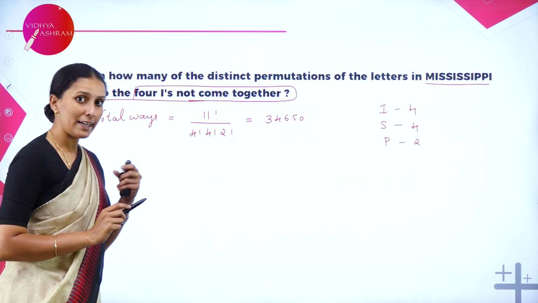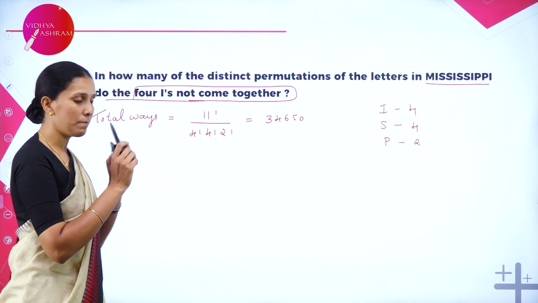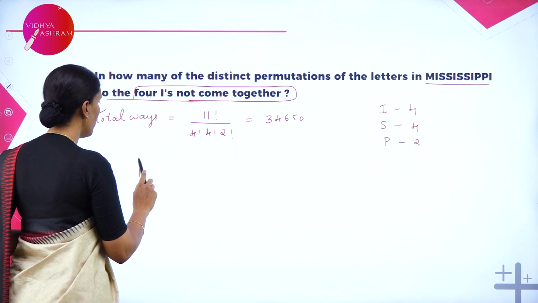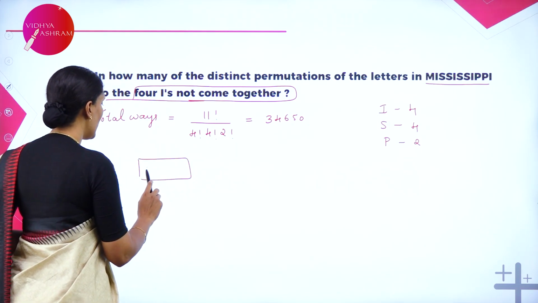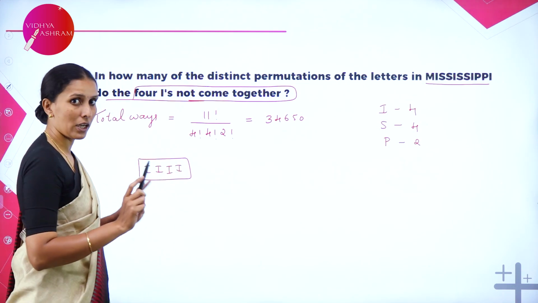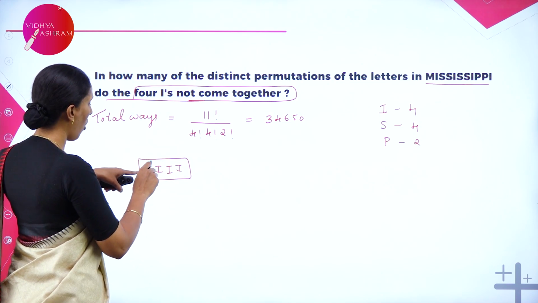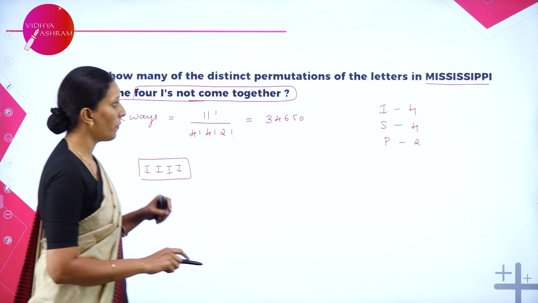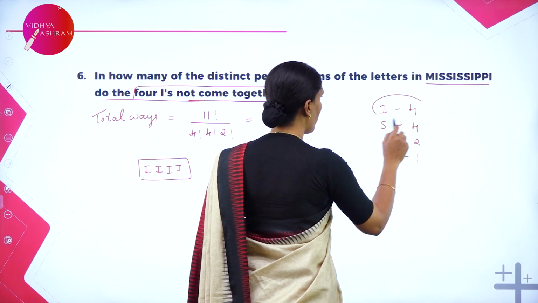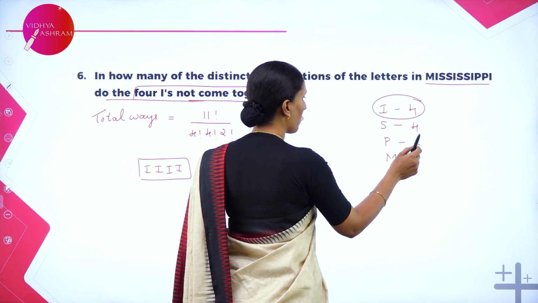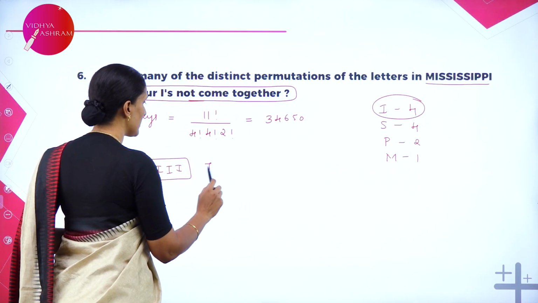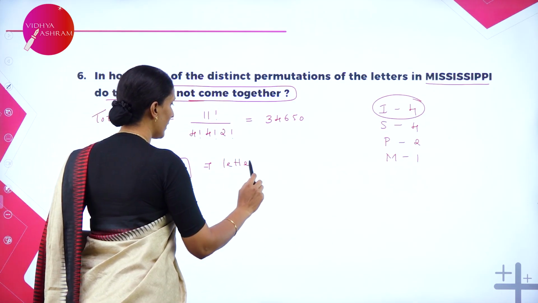So first let us calculate where 4 I's come together. Now we have 11 places here. So what I'll do, I'll tie all I's in one unit. I'll consider them as one single object. So if I consider all I's in one unit, how many letters are remaining? We have M, which is repeated one time. So I'm removing this. We are left with 4 plus 2 plus 1, which is 7. So we have 7 more letters here, which have to be arranged.